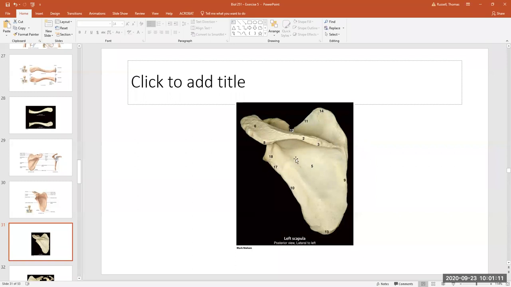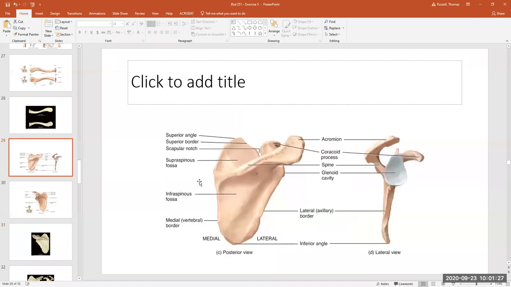Why I can't slide this over to the right side of the body is that this is still the back. And if I slid it over to the right side of the body, your glenoid cavity and acromion would be facing the middle of the back. And that can't happen. So this is left and this is right. So these have to face laterally to the outside of the body where your shoulder joint's going to form. And this spine represents that we're looking at the back of the bone.